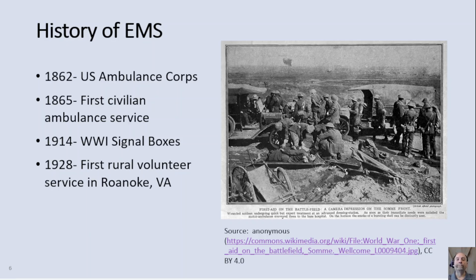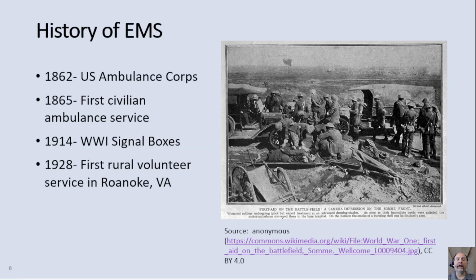of care. This system of emergency medical care was adapted for civilian use in Cincinnati, Ohio in 1865 and later in New York City in 1868. These services utilized horse-drawn carriages as ambulances. Later in World War I, wounded soldiers on the battlefield used signal boxes to summon medical help. As seen in the image here, ambulance services used steam and gas-powered ambulances to transport the wounded soldiers.